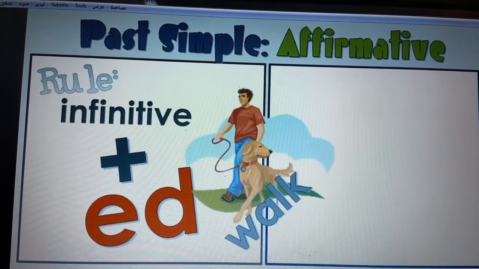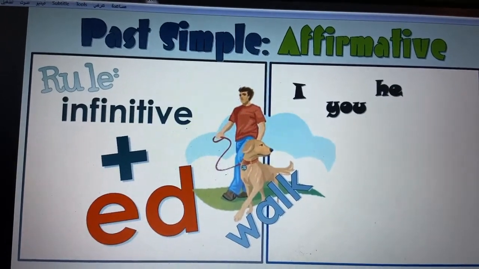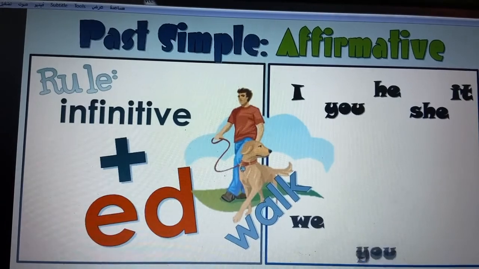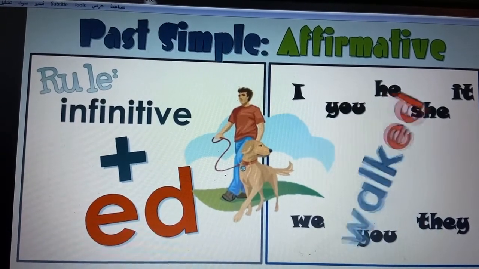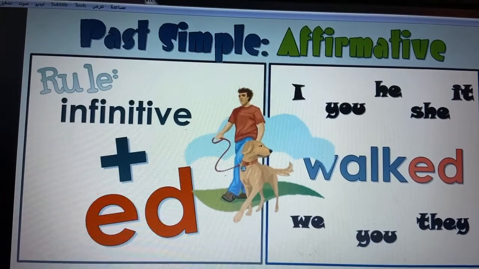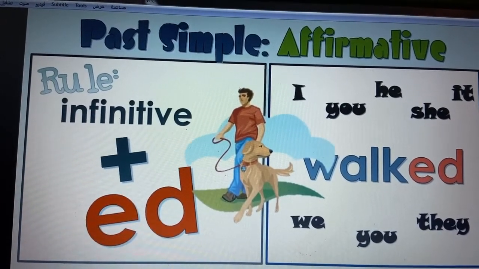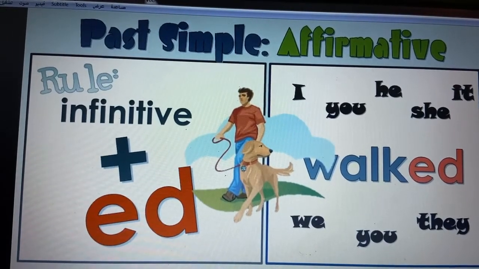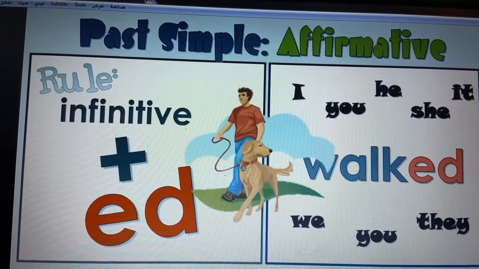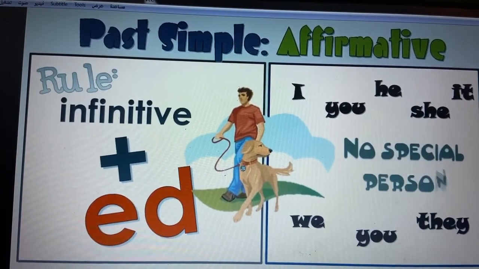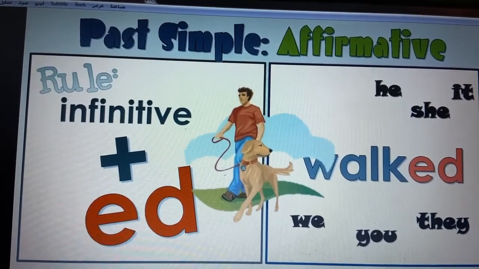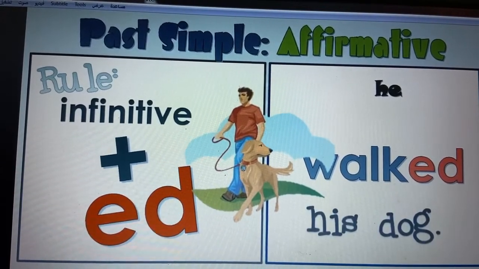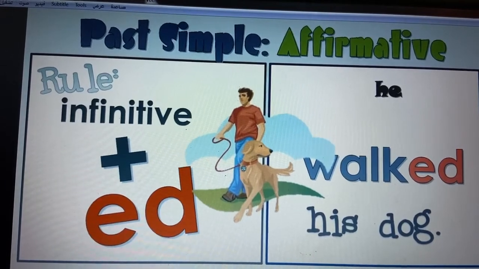Look at this example with the verb walk. The subject could be I, you, he, she, it, we, they. So we use the past simple form with ed with a singular or plural subject. We add ed to the main verb. So no special person. It means that it doesn't matter whether the subject is singular or plural. So look at this example. He walked his dog.